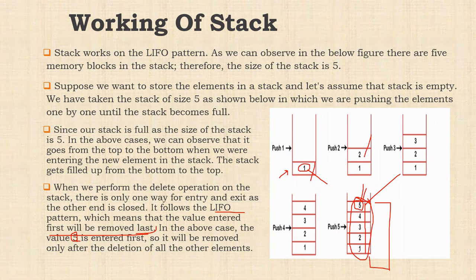You can't directly delete 1, because we have only one point to delete or insert, only one open point. It is closed from this side, and the stack is open from one side. So one side is closed and one side is open. But in the case of a queue, it is open from both sides. You can delete from both and insert from both.